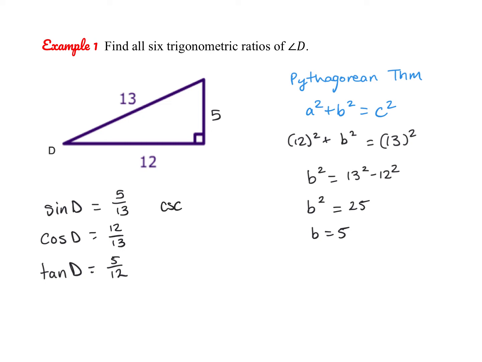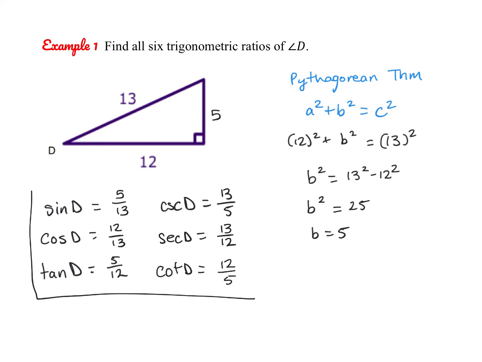The cosecant of angle D should be 13 over 5, the reciprocal of sine, or hypotenuse over opposite. The secant of angle D should be the reciprocal of cosine, and the cotangent of angle D should be the reciprocal of tangent. So there's our 6 trigonometric ratios.